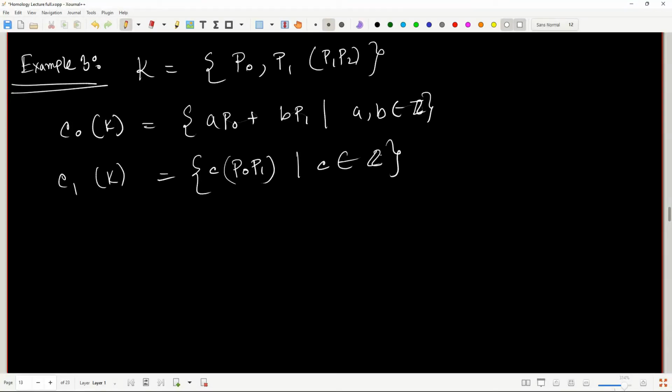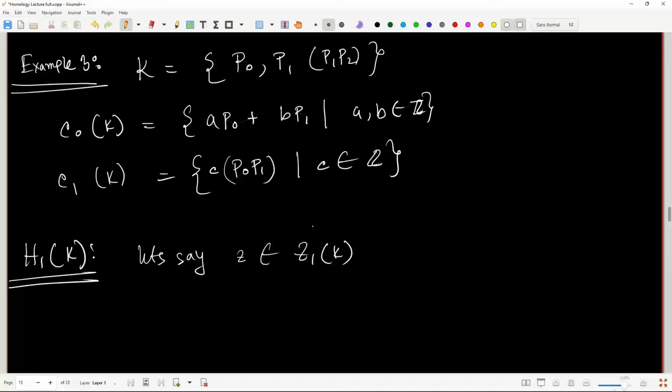Okay. Let's compute H1 of K first. So, computation of H1 of K. To do that, we need to work with C1 of K. We already have our C1 of K. We want to find what the structure of Z1 of K is. So let's say any small z belongs to Z1 of K. We want to find how these small z's look like. So these are the cycle groups, and they will satisfy the following: that is, del 1 of z equals 0, right?